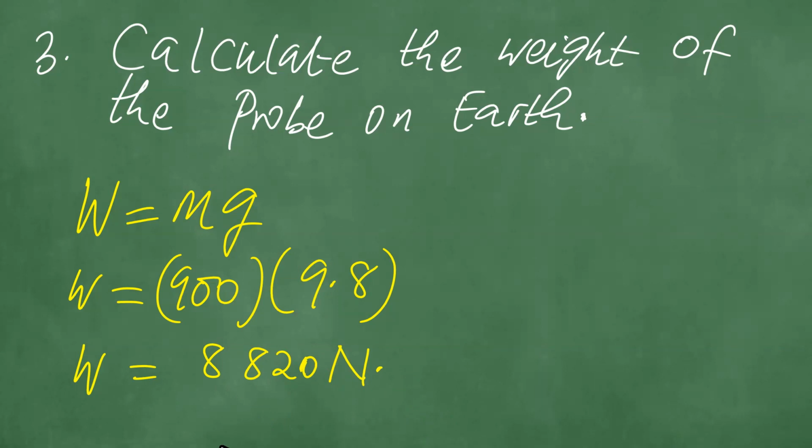So just note that part. Calculate the weight of the probe. So the weight formula is mg, and therefore we got the mass of the probe 900 kilograms, and the gravitational acceleration on Earth is, okay, the gravitational acceleration is not always 9.8 on other planets, but we are saying on Earth. So on Earth it is 9.8, and you get exactly this if you use a calculator.